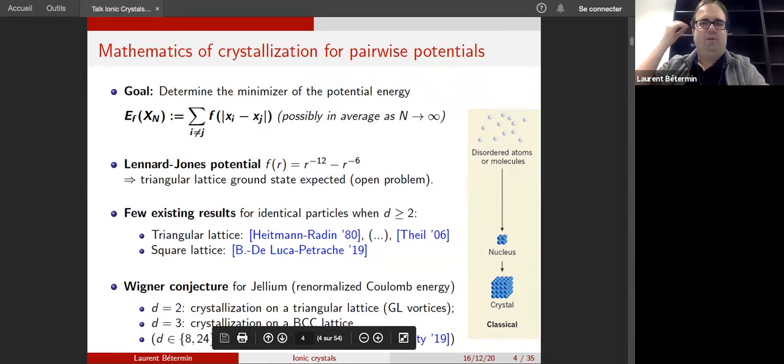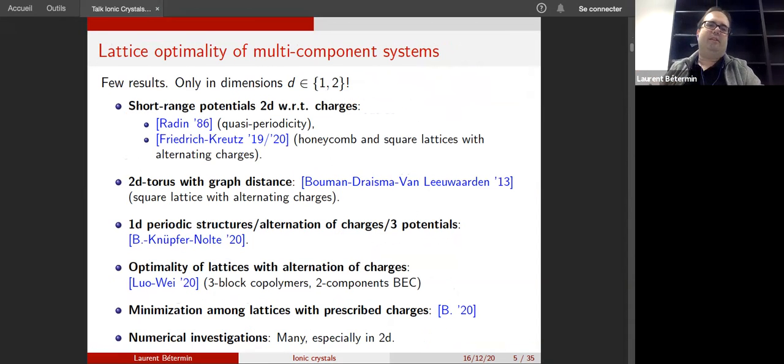So for multi-component systems and lattice optimality, there are very few results. I just want to cite a few of them. There is this paper by Radin in 1986 where he showed quasi-periodicity in 2D for short-range interactions. And these two papers by Friedrich and Kreutz, last year and this year, showing the optimality of the honeycomb lattice or a square lattice with alternation of charges.